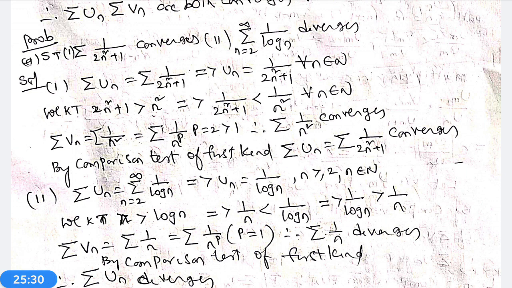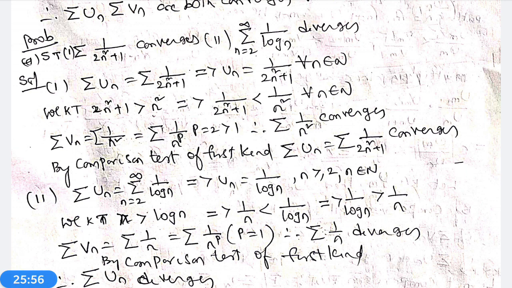Therefore, sigma un is equal to sigma 1 by 2n square plus 1 converges. Second problem: sigma 1 by log n diverges. Sigma un is equal to sigma 1 by log n. Therefore, un is equal to 1 by log n, n greater than or equal to 2, n belongs to capital N.